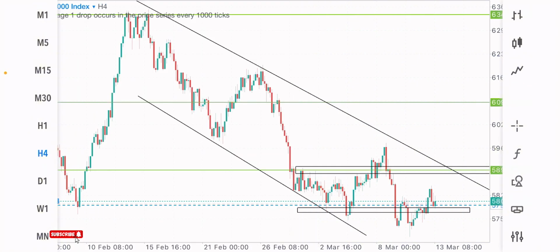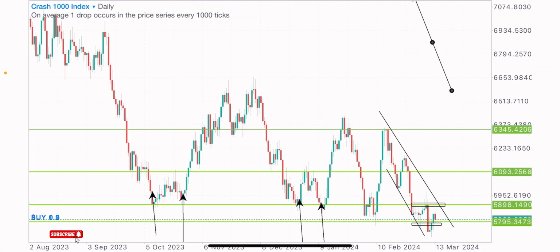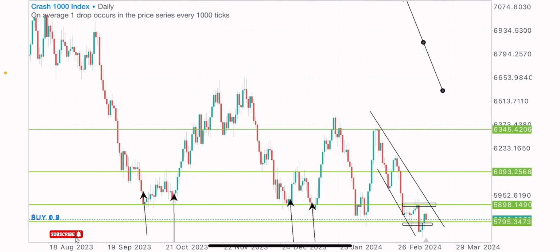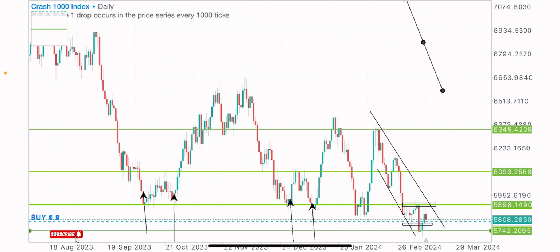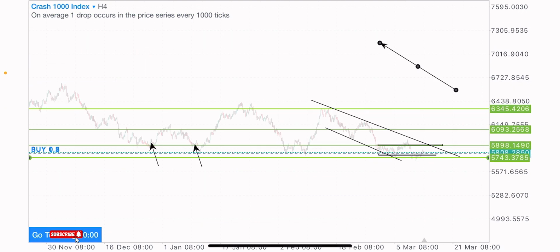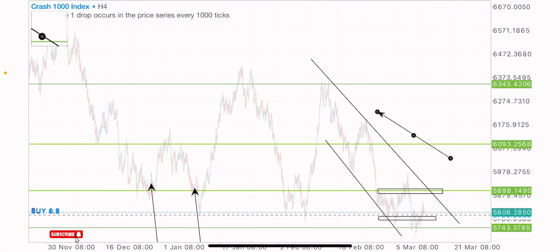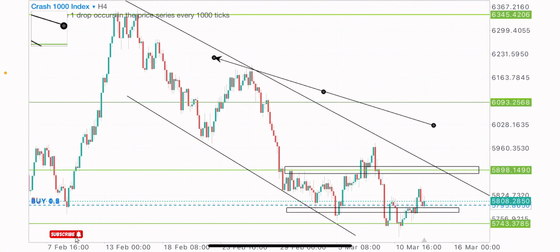So I got my entry. I spotted a level, sorry, a level at the zone on this 4-hour time frame. So I spotted a level on this 4-hour time frame, which is this zone basically.